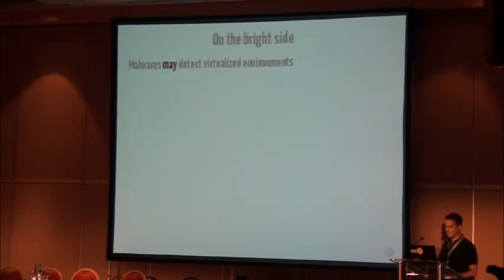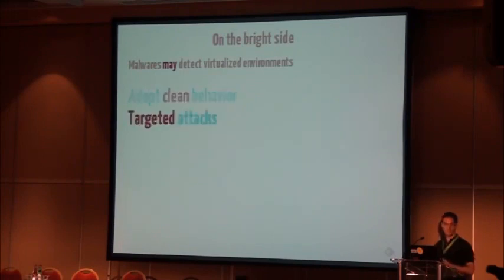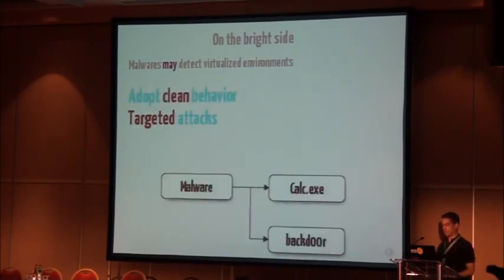So on the bright side, malware may detect a virtualized environment and adopt clean behavior, and we can do targeted attacks, meaning that if I am on KVM virtualization, I can use the Nelson Elage exploit, if it's still working on your computer, and exploit the KVM below. So just a simple, you understood. You have one arrow if you are on a clean machine. You have one arrow if you are on a virtualized environment.